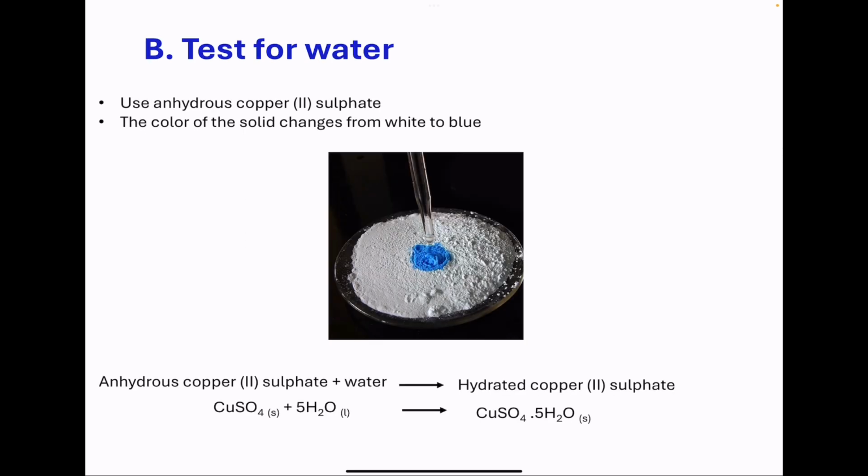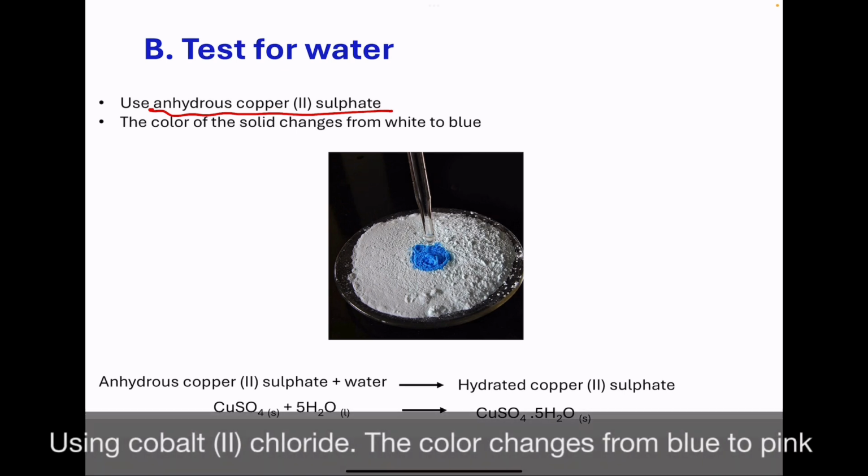Let's go to water. We can test water. This is not testing for purity, but just anything that contains water. We can use anhydrous copper sulphate. If the color changes from white to blue, then that is confirmation that the liquid used contained water. In other experiments, they can use cobalt chloride paper, which can turn from blue to pink.